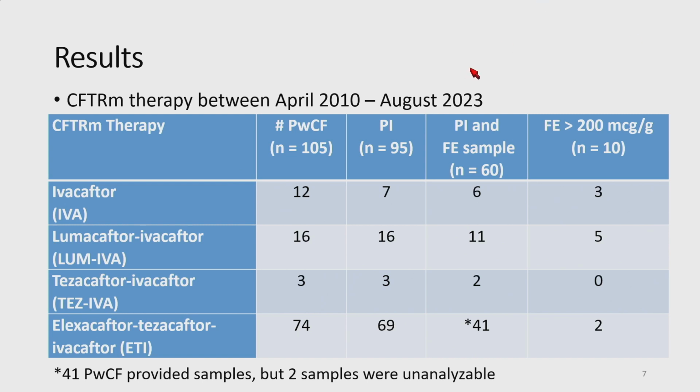Between April 2010 and August of 2023, we identified a total of 105 patients who were treated with modulator therapy. And you can see the breakdown by row, each modulator that the patients were on. In total, there were 95 patients that were pancreatic insufficient before modulator therapy. Of the 95 patients, 60 patients provided fecal elastase samples. In total, we received 82 samples from these 60 patients because some patients gave us multiple samples. In total, there were 10 patients that were found to be pancreatic sufficient, noted to have a fecal elastase above 200.